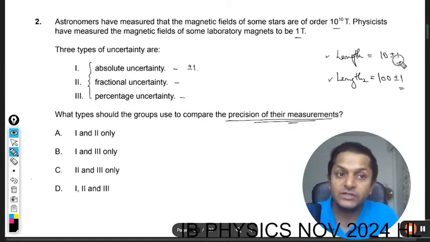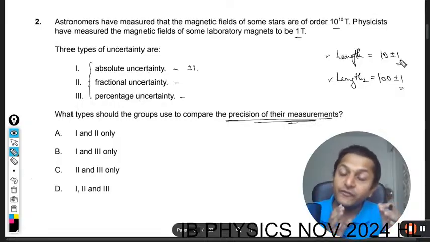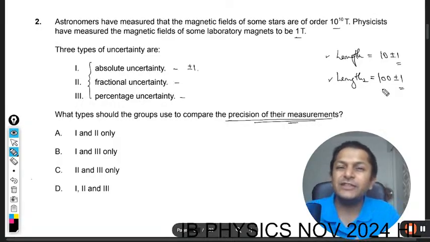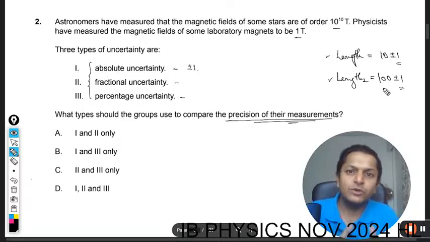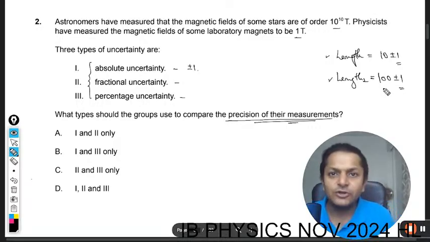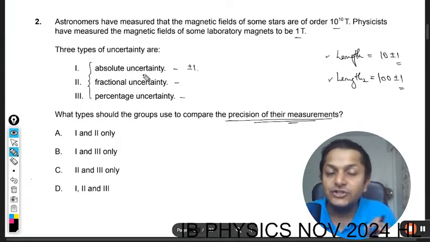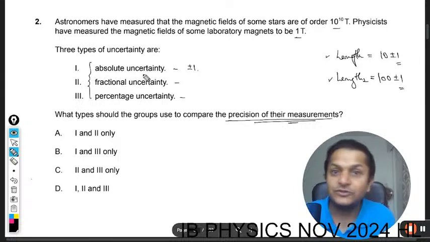Because this is the error of 1 meter for the length of 10 meters, and this is 1 meter for the length of 100 meters, which becomes a genuine case. So that's not a problem, I would say. So absolute uncertainty is not doing justice for these two things, isn't it?